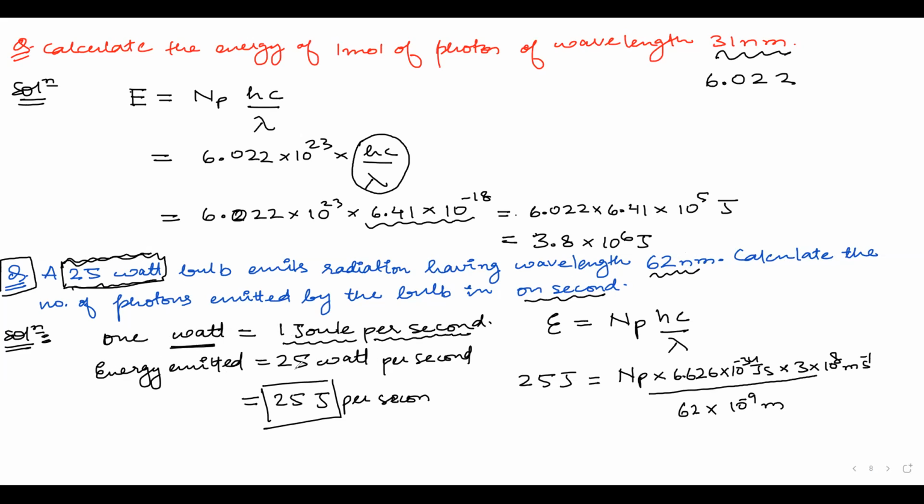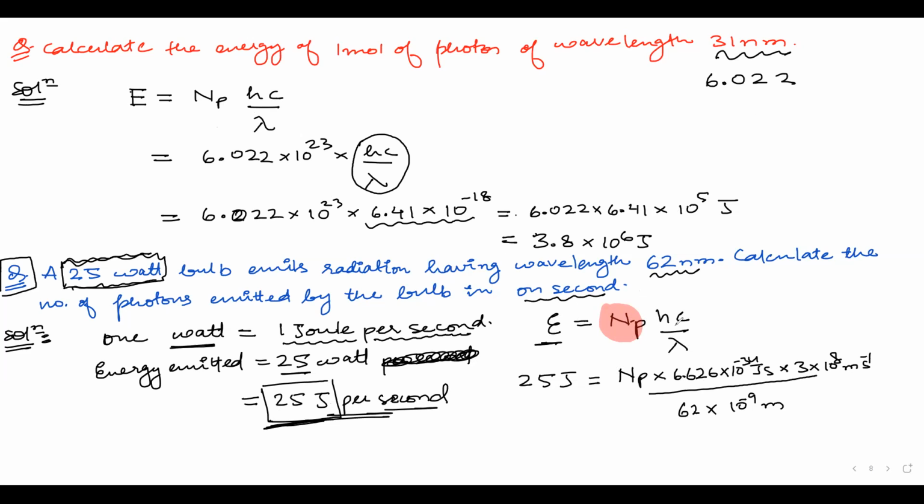So the energy emitted, 25 watt is the energy. So the energy emitted will be 25 joules per second. Is that right? Yes, sir. So now we will use this formula. Energy is equal to number of photons into hc upon lambda, because there is one bulb, and one bulb cannot emit only one photon. It will emit multiple photons. So Np into hc upon lambda. And we have to calculate the Np here, the number of photons emitted in 1 second. We have the energy emitted in 1 second. We have to calculate the number of photons.